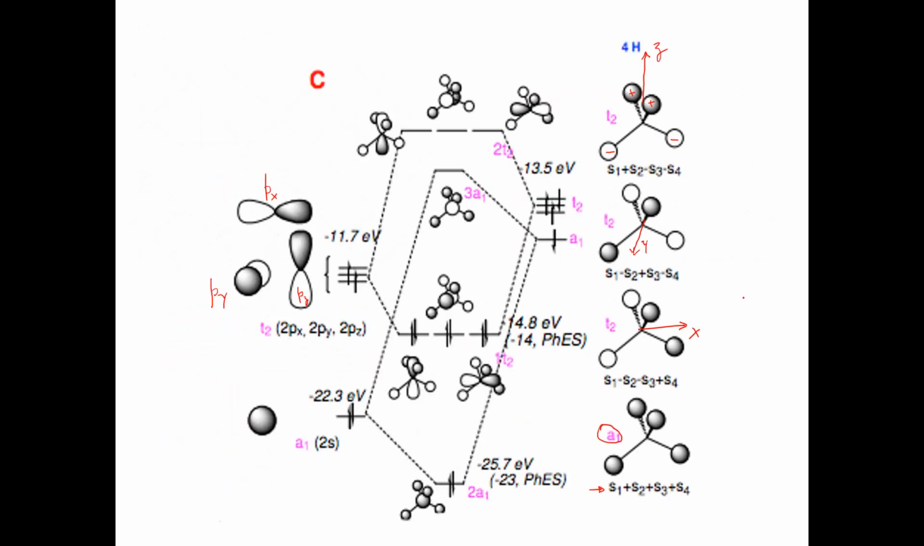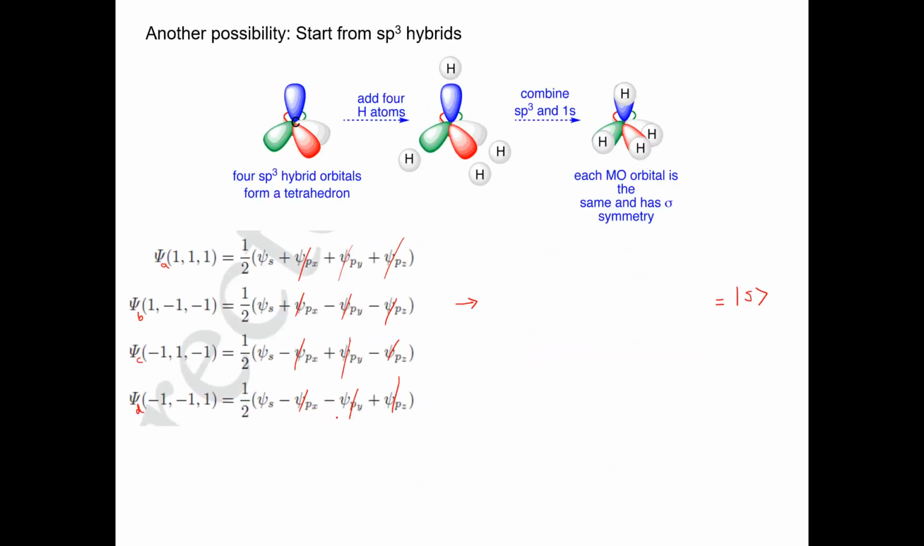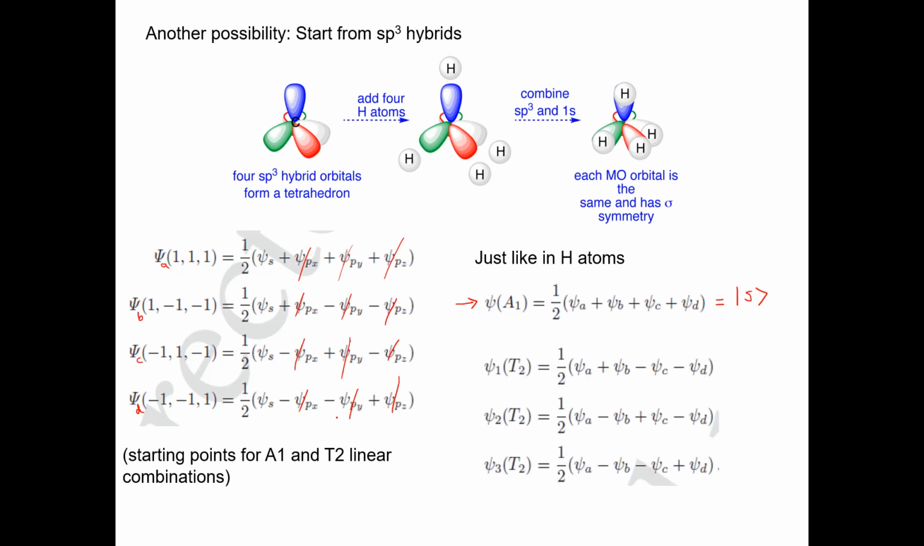Okay, and this is the same result as I have found here. I started with the s state as the one transforming according to A1. If I start from atomic orbitals S, Px, Py, Pz, or if I start from hybrids, I get the same result. Okay? And let's see this other guy right here.